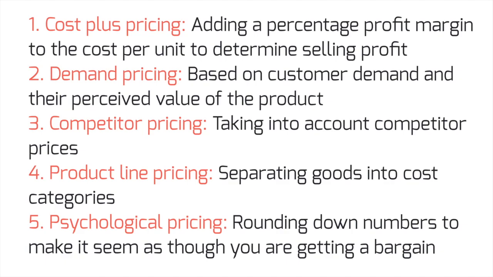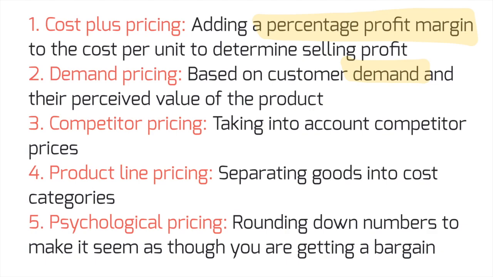Okay, so there's 5 main types of pricing strategies. Cost plus pricing is adding a percentage profit margin to the cost per unit price so that you can already determine what the selling profit is without having to launch in the market. Demand pricing is, as its name suggests, based on customer demand and their perceived value of the products. And you can also use a supply and demand curve to determine the optimal price for the most profits.